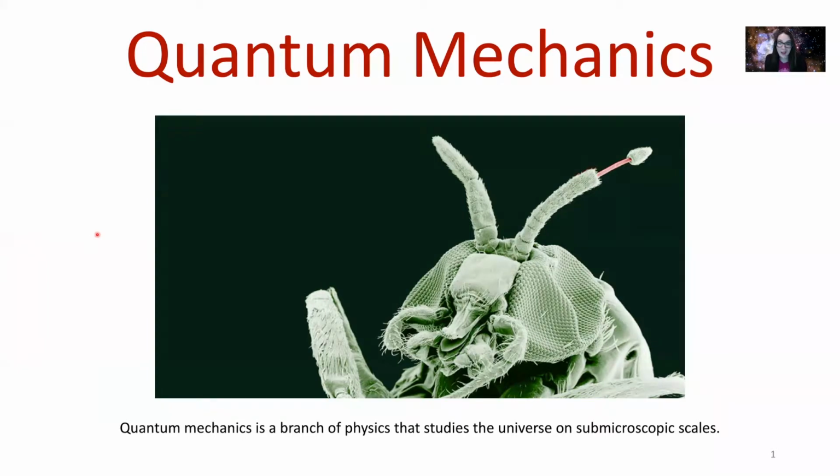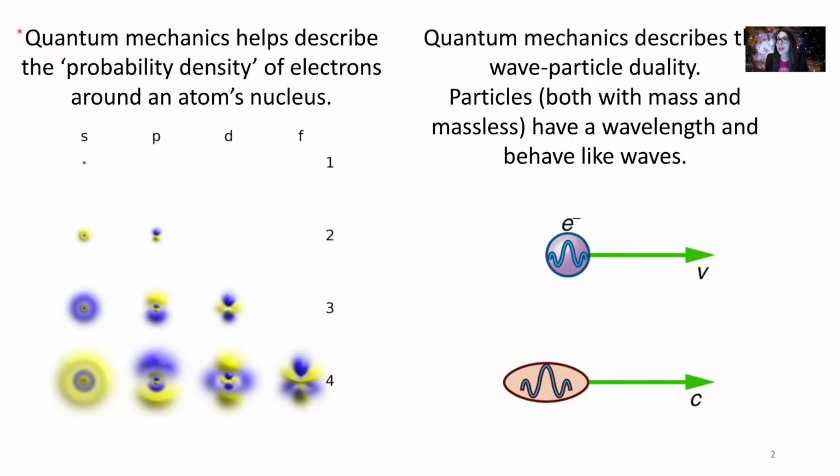Quantum mechanics is a branch of physics that studies the universe on sub-microscopic scales, some of the tiniest things in our universe. And this is a picture of a fly that has been taken by using a scanning electron microscope. Quantum mechanics can do a lot of things for us.